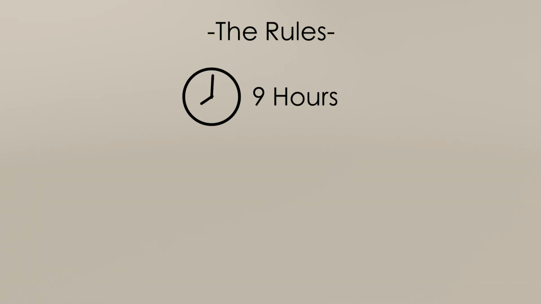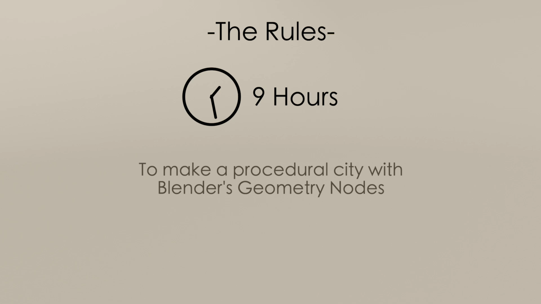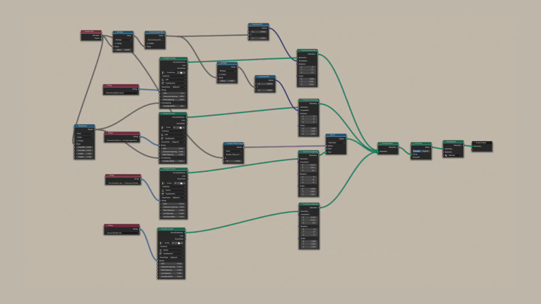So the rules are simple. I have 9 hours to make a procedural city generator using just Blender's geometry nodes. I can't use any pre-made stuff, so it all has to be from scratch. If you don't know what a geometry node is, it's basically programming for 3D modeling. And you can use it to build some really cool and complex stuff.